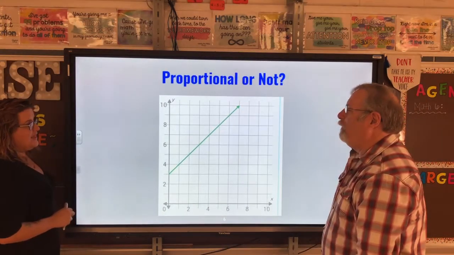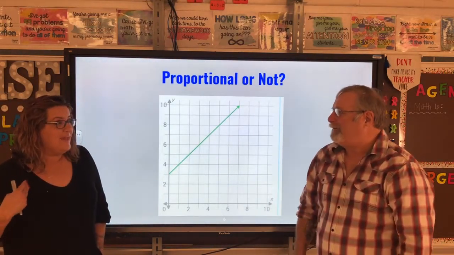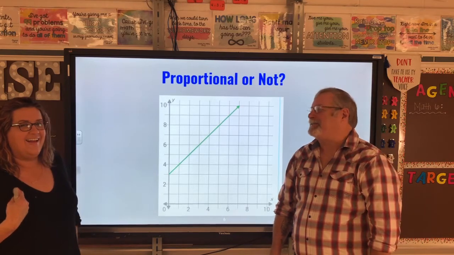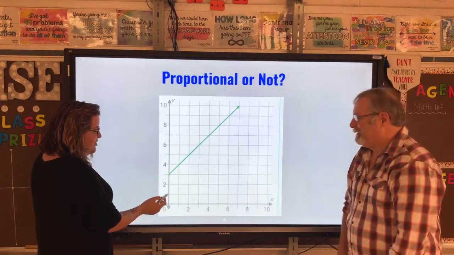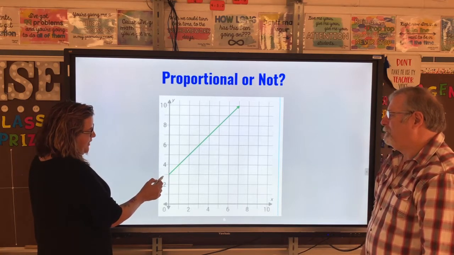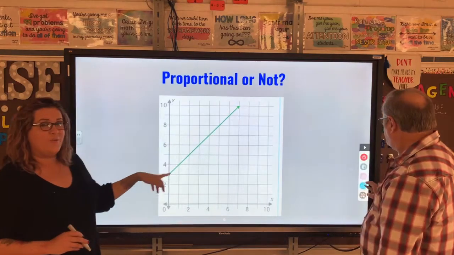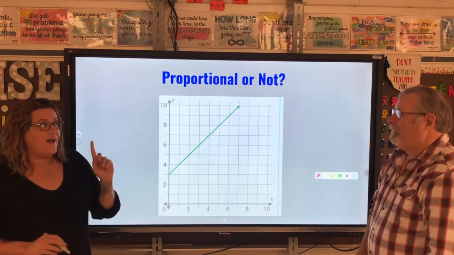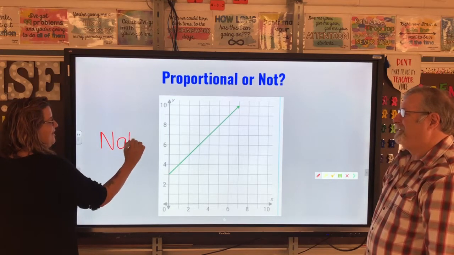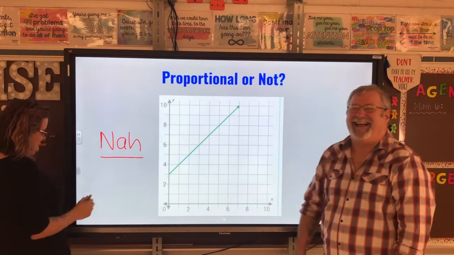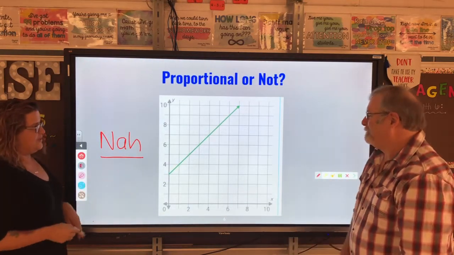So if I look at this one, straight as they come. Can I do one? If it doesn't go through the origin, it's up here, it starts at positive 3. But it is a straight line, but it doesn't go through the origin, so no. It is not proportional. You can write that if you want. How do you write no? No. Otherwise known in the real world as no.